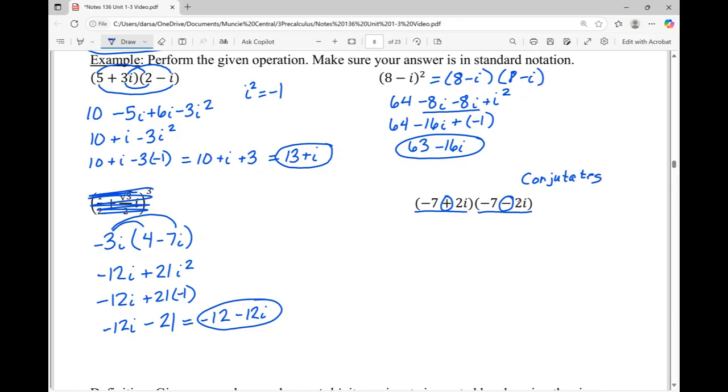Conjugates. Might have spelled that wrong. That's okay. All right. Why are conjugates important in complex numbers? Well, let's take a minute and multiply these two conjugates together.